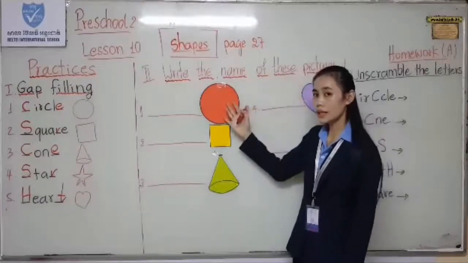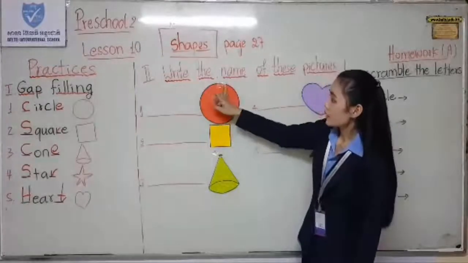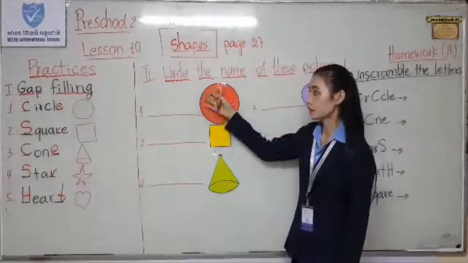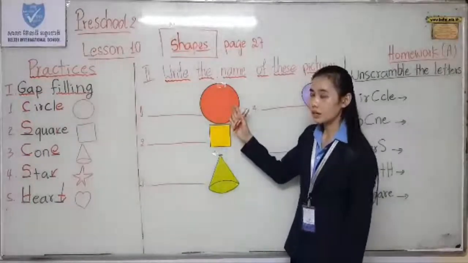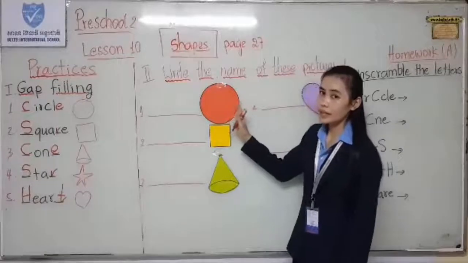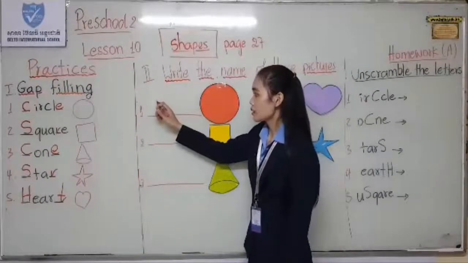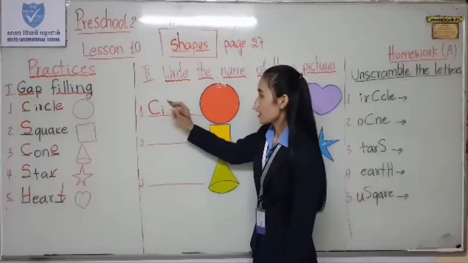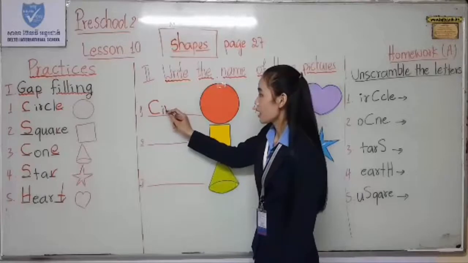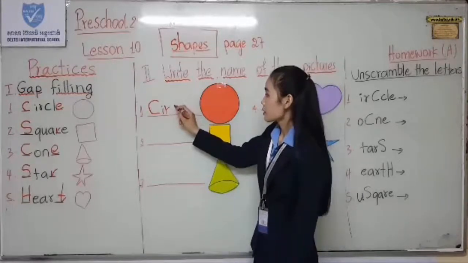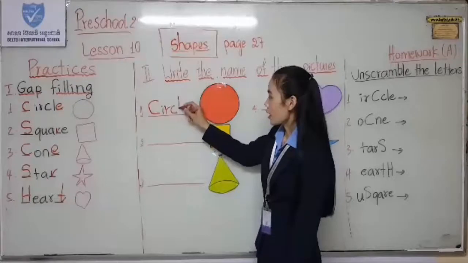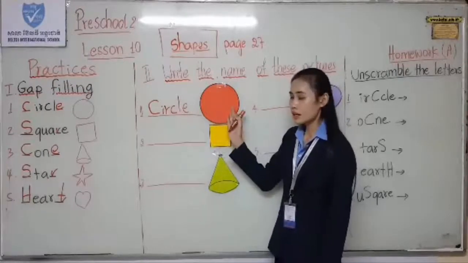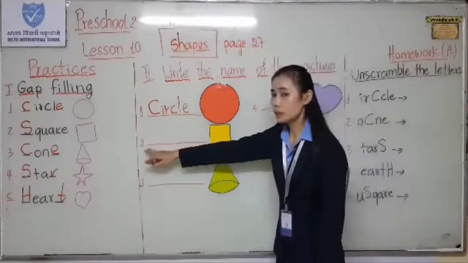So, you need to look at the picture and let's see, what is this? It is a circle. Can you spell circle? Okay, let's start to spell circle together. Circle, we can spell C, I, R, C, L, E. So number one is circle. Go to number two.